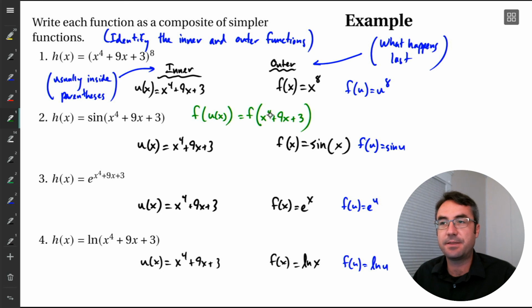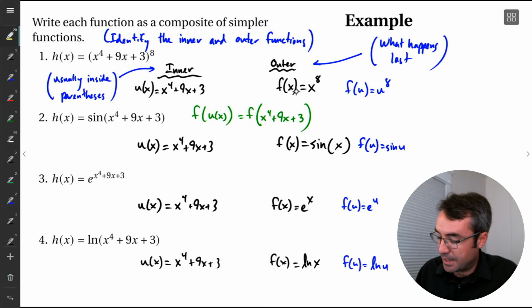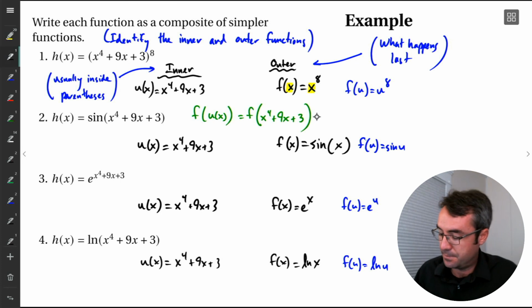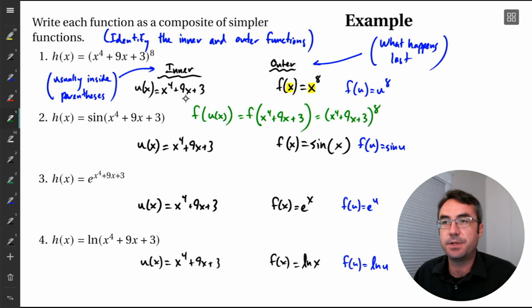And then I'm going to take this x to the fourth plus 9x plus 3, and wherever I see an x right here, I'm just going to replace that x with parentheses x to the fourth plus 9x plus 3. So I'm just going to change this x to that polynomial. And you see we get right back to where we started. That was our original function. So these two functions that we decided on, you can always check your work here. Calculate the composition, and you should get back to where you started.